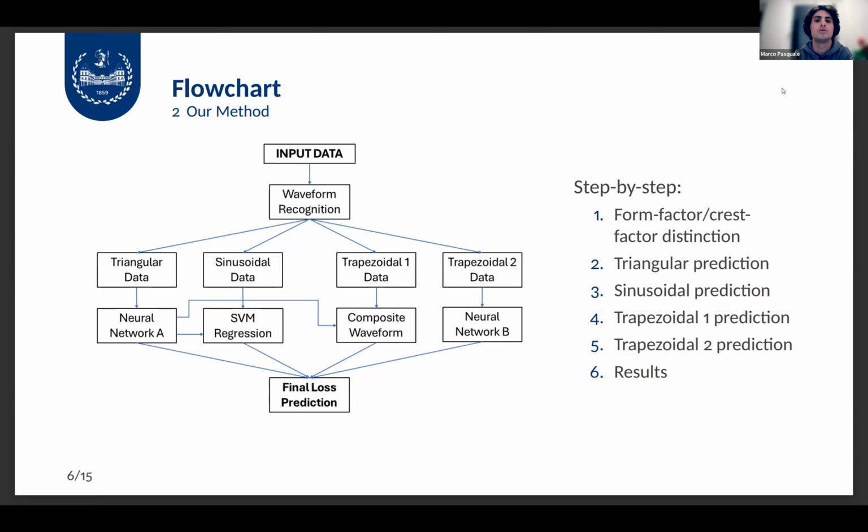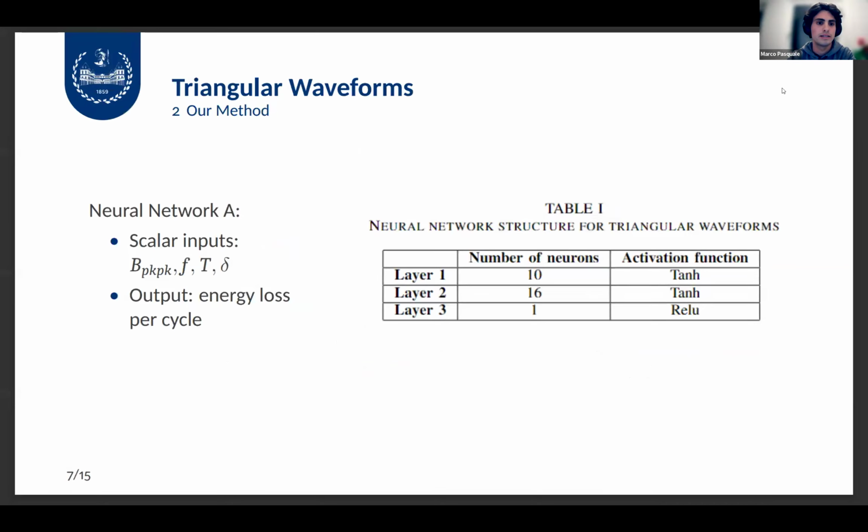Then we move on to trapezoidal data that we have divided into two different kinds. For the first kind, we use CWH, and we get the results, so by still using triangular waveforms. And then for the other type of trapezoidal data, we just use another network, so neural network B.